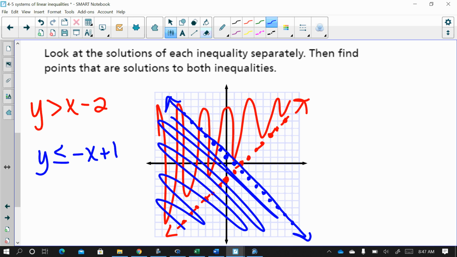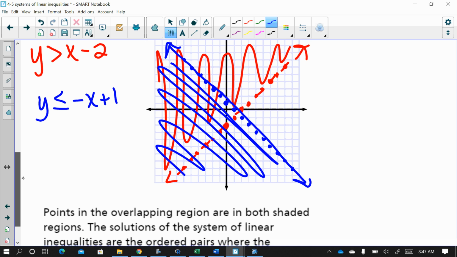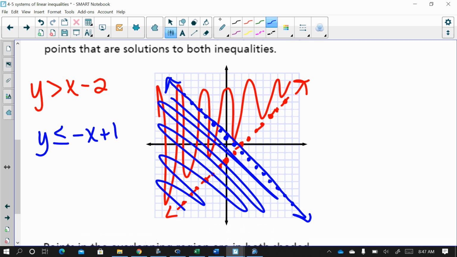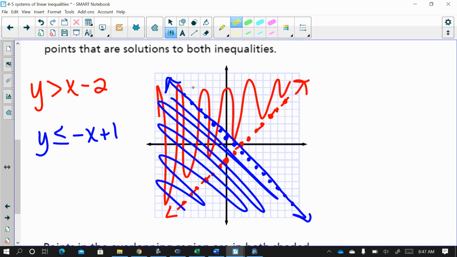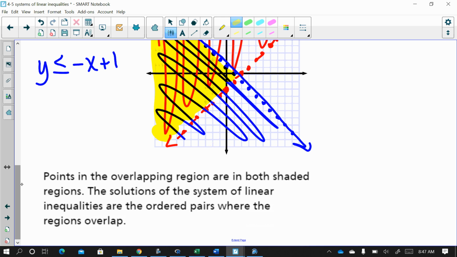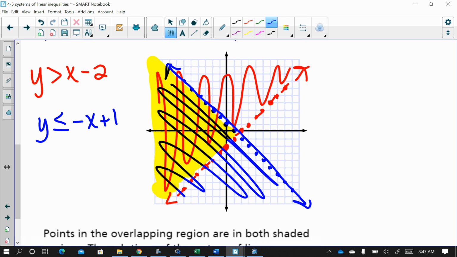I need to find points that are solutions to both inequalities. Where can I see both? Both would be in the double shaded area, where it's shaded blue and red. Right in here is my solution, because it works for both inequalities. Points in the overlapping region are in both shaded regions, so the solutions are the ordered pairs where the regions overlap. My solution is the double shade. When you're solving these, look for the double shade.